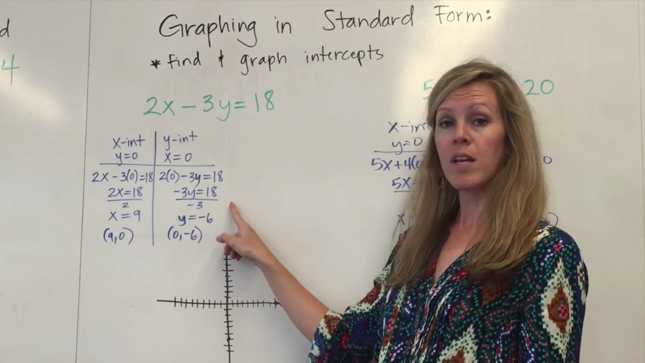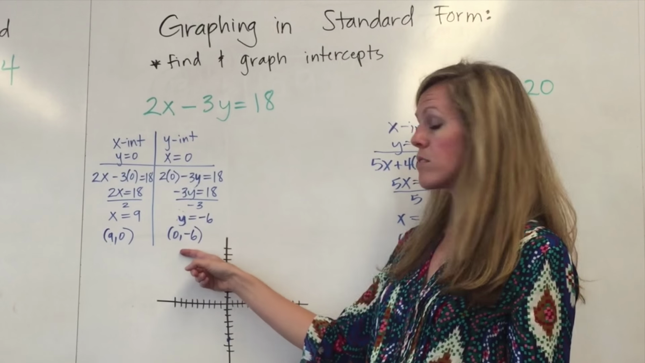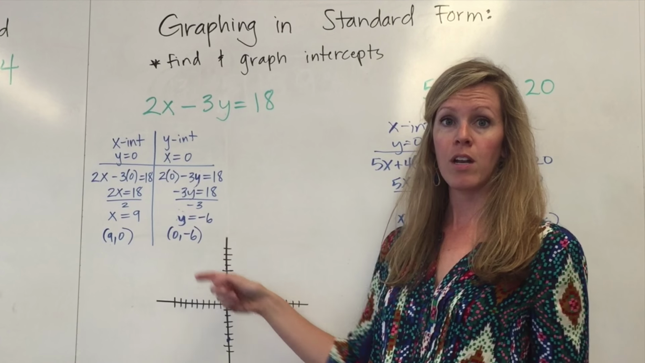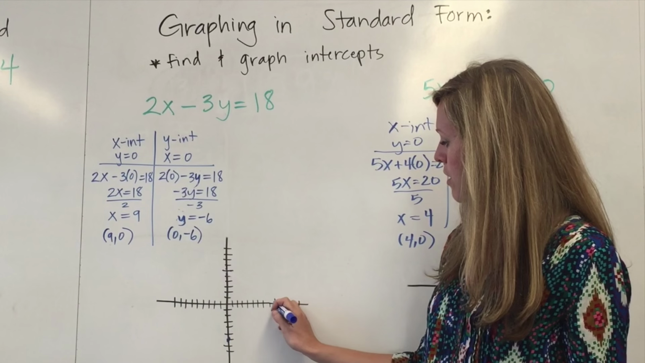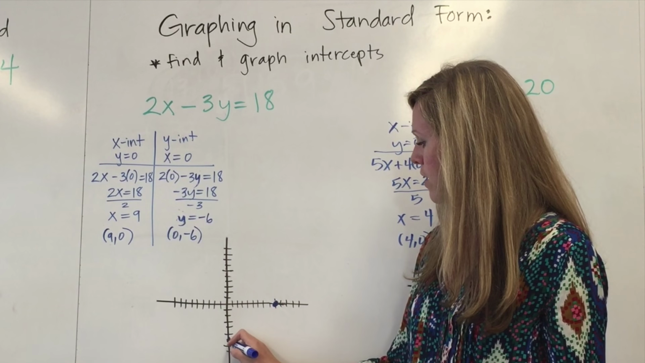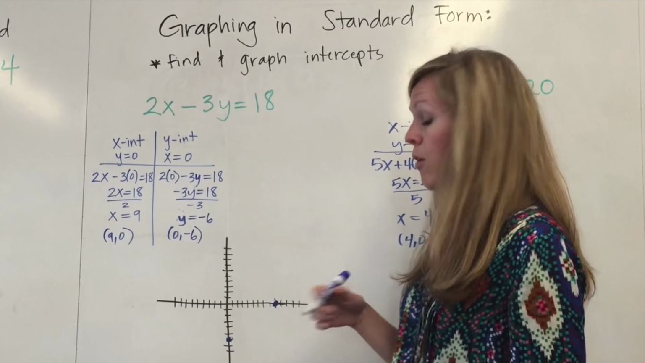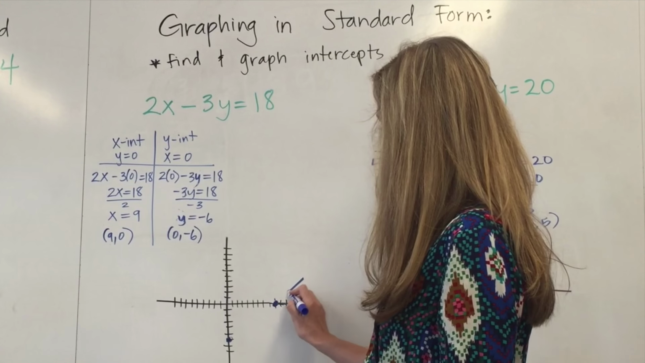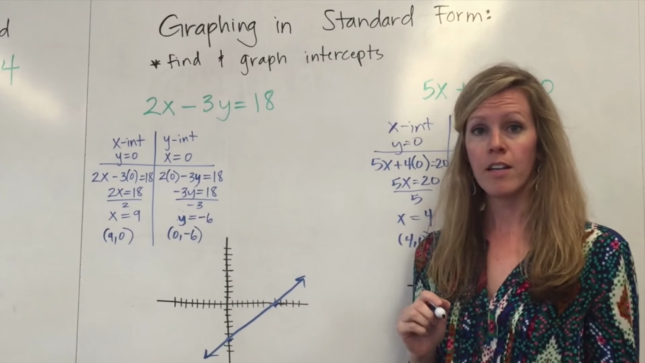I divide everything by -3, and I get y equals -6, or (0, -6) if we write it as an ordered pair. I've taken these points, (9, 0) and (0, -6), and I've graphed them on my coordinate plane. Now all I have to do is connect my 2 points to make a line.